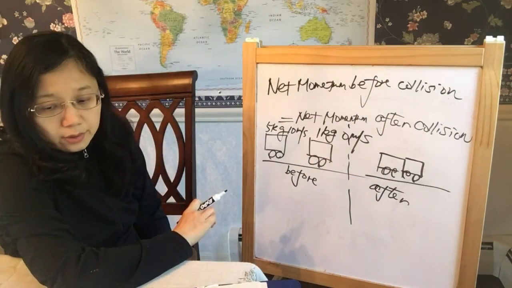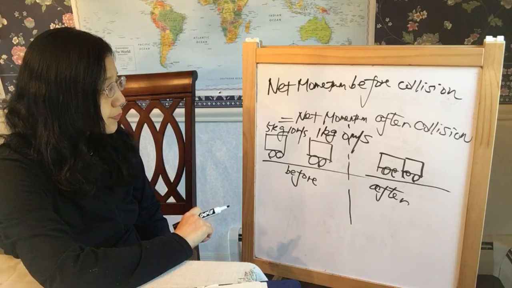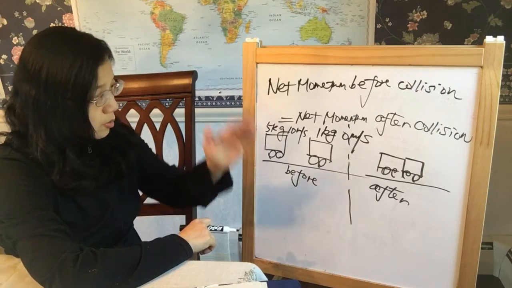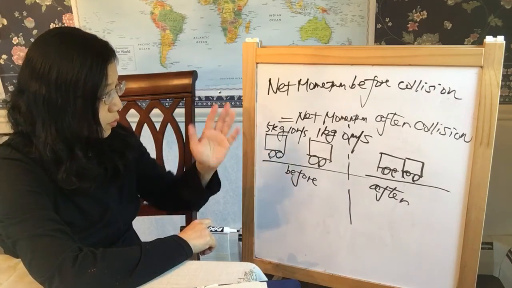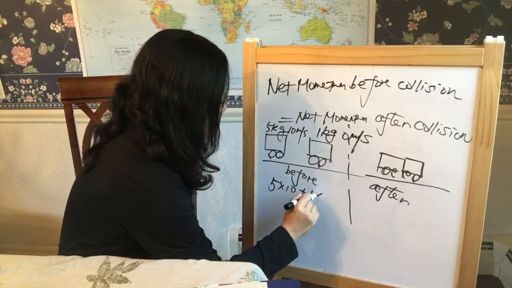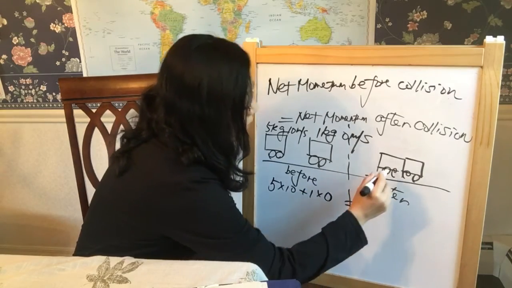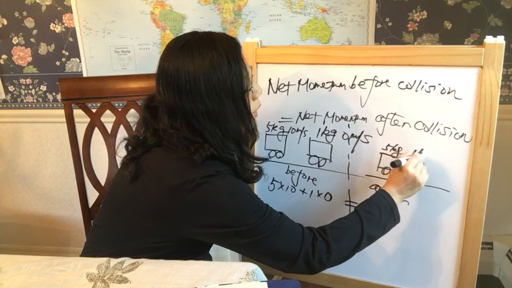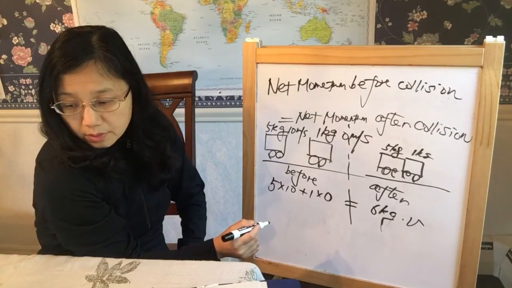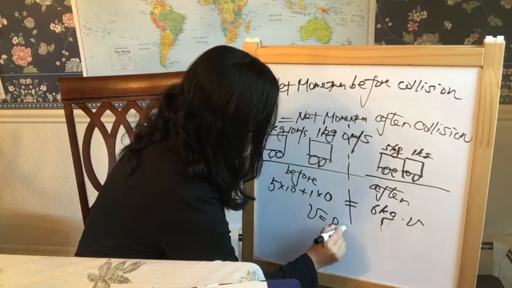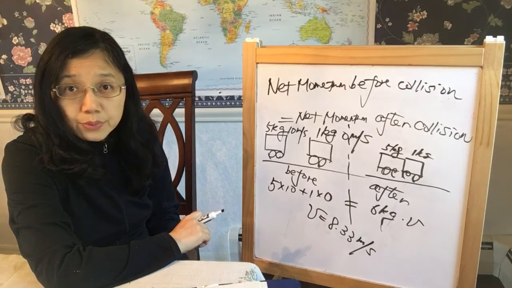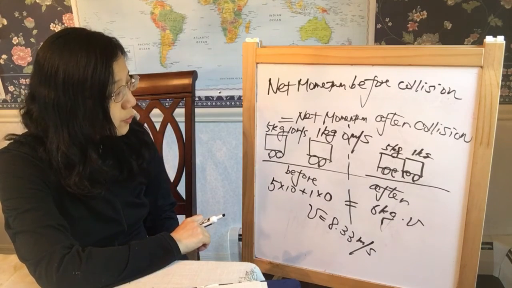When we have a collision here, we usually consider the moment before the collision and the moment right after the collision. So what is the total momentum before and after? Before is 5 times 10 plus 1 times 0. Because they stuck together, they have a total mass of 6 kilograms, and then we can find the velocity. The velocity you can calculate is 1.33 meters per second. So that's how you deal with a momentum conservation problem.